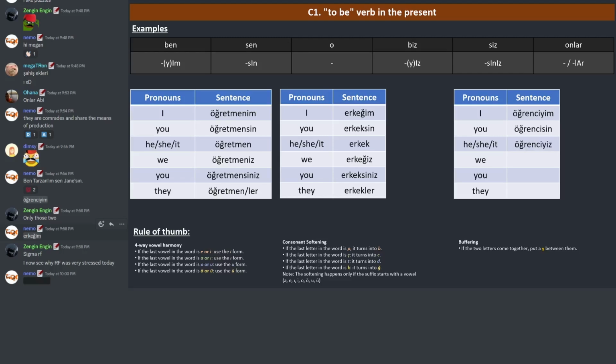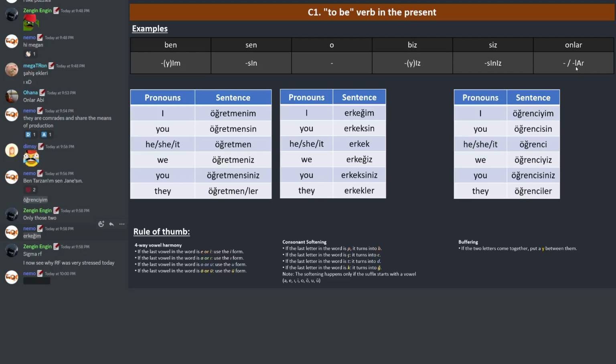Öğrenciyiz. Wait, not the here. Öğrenci and öğrenciyiz. Öğrencisiniz. Öğrenciler. Okay, this is how it goes. We just choose a personal marker and we transform it, modify it based on these rules. So there's actually four options: im, sın, sin, sun, sün, ız, iz, uz, üz, sınız, siniz, sunuz, sünüz, and lar.